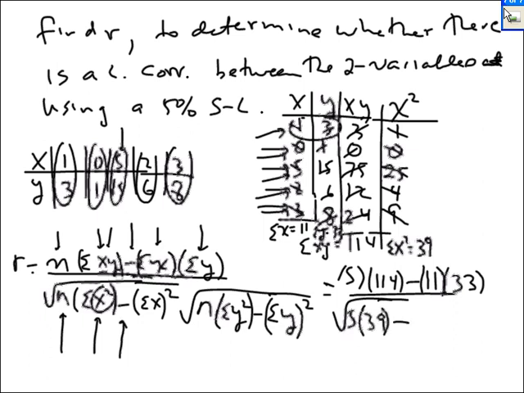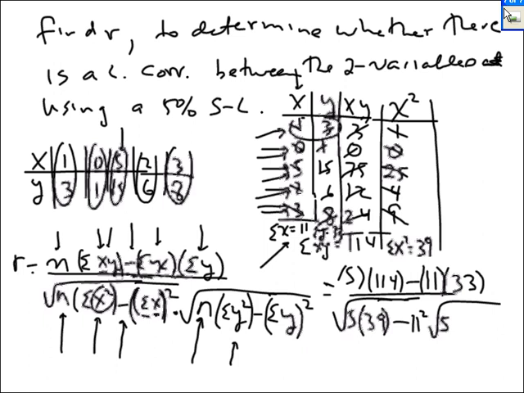Then it says minus. Then it says add up the x's, but then square all of that. Well, I already added up the x's. It's 11. So now I have to square the 11, times the square root of n. Well, n is 5. The summation of y squares. Well, I don't have a heading that says y squares yet. When I look at all my headings, I don't have y squares. So let's make one up.